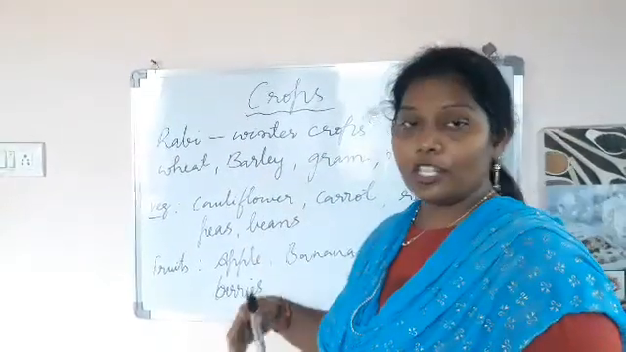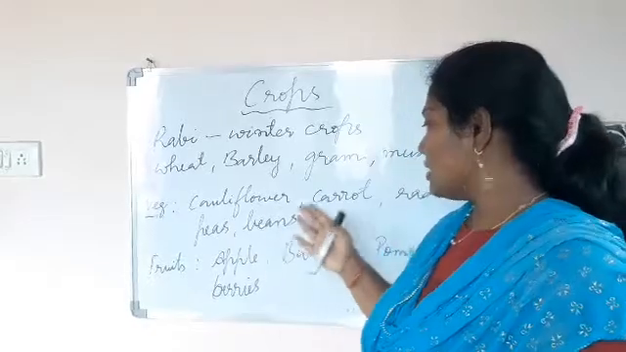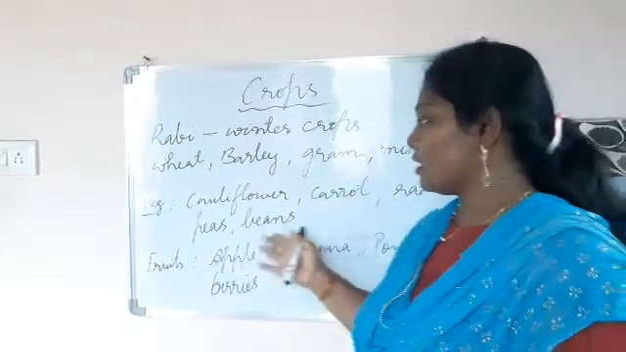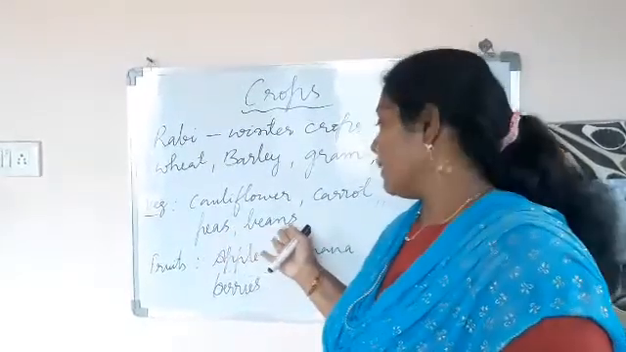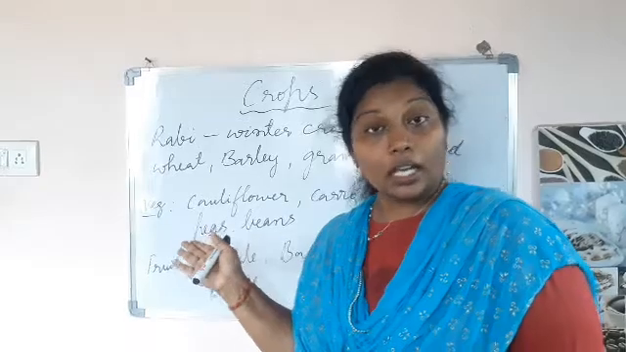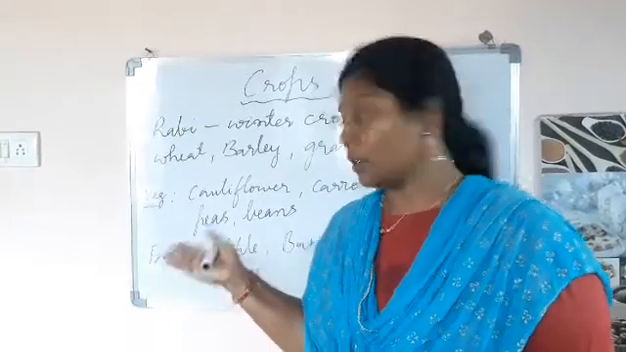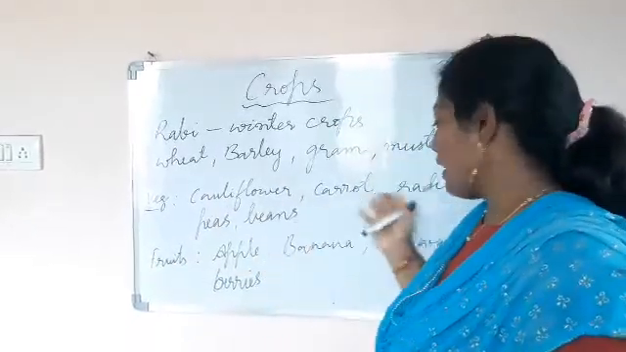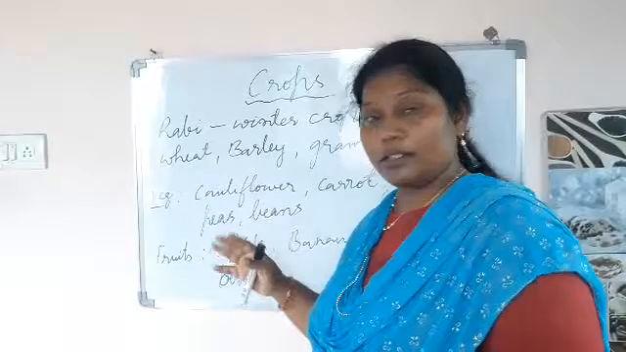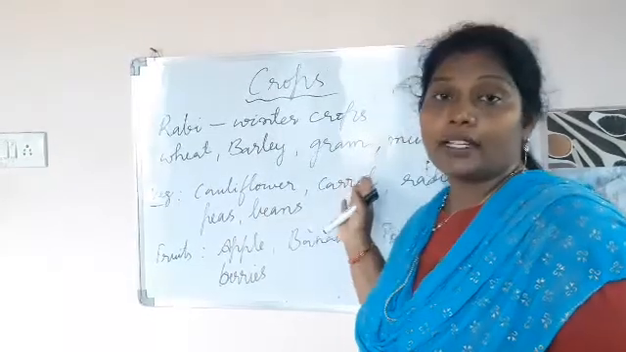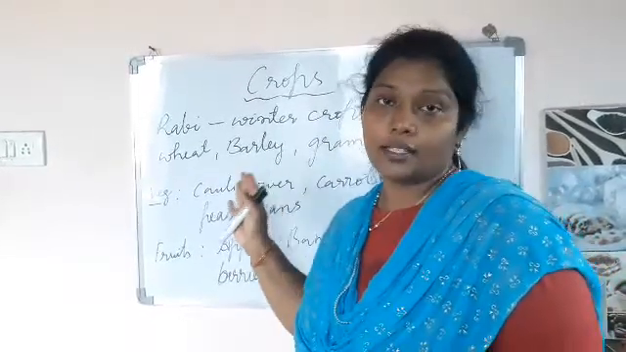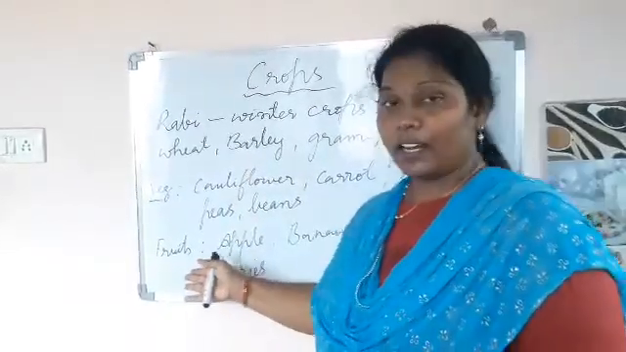Now coming to the vegetables. The cauliflower, the carrot, radish, all varieties of peas and beans. Chikkulkayalu. Have you ever heard? Okay, fine. The cauliflower, carrot, radish, peas and beans. These are the vegetable varieties which are seen in the winter season. Now the fruit varieties.